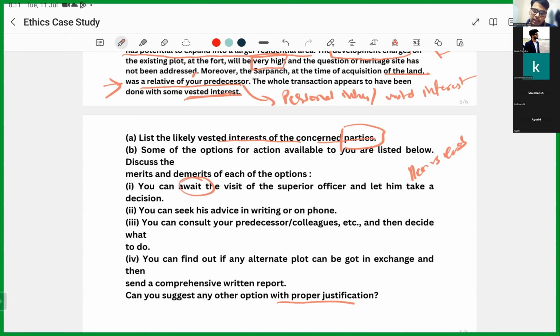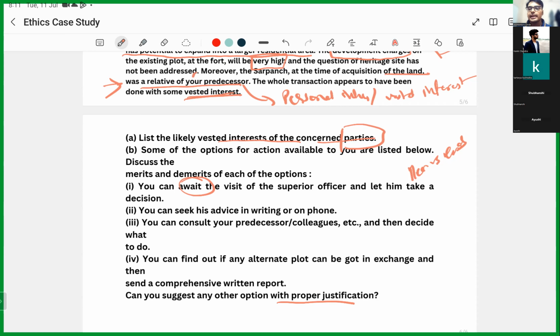Negative, there will be 2-3 things in the demerits. It will delay the project, not timely completion. Apart from that, from the perspective of the department head, negative light, media attention. Your department might be tagged as a non-performing department as well. So yeah, phone I have dealt with. You can consult your predecessor, colleague, etc., then decide what to do.